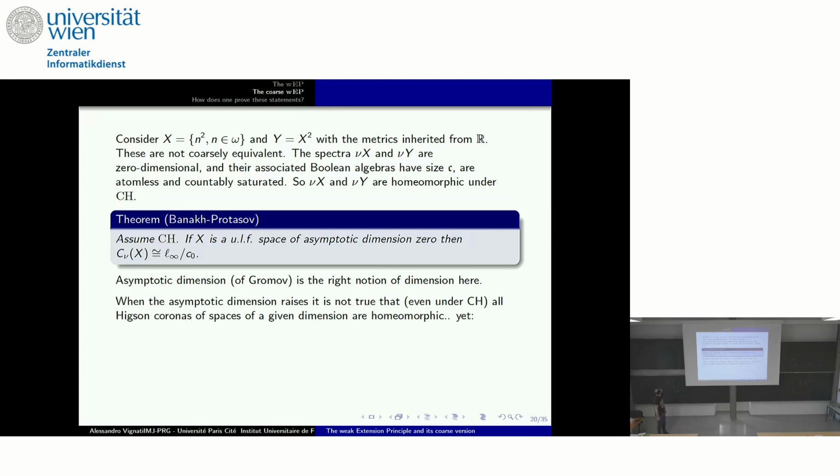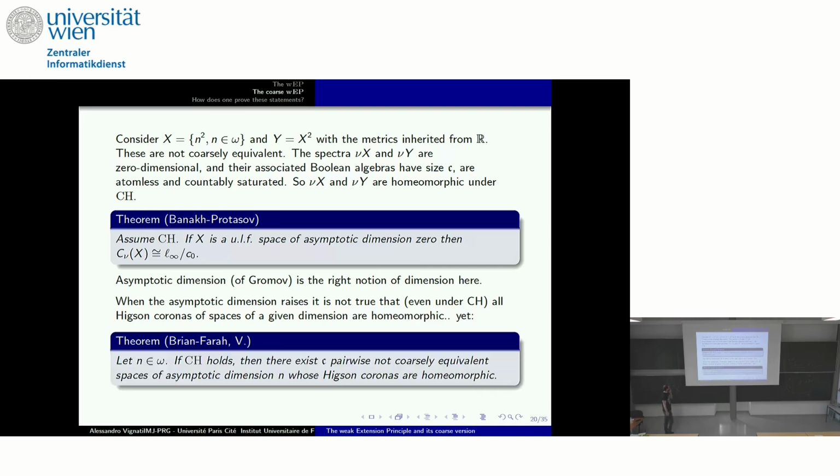But when I raise the asymptotic dimension, it's not true that Higson coronas of spaces of a given dimension, so you fix dimension 5, it's not true that even under CH, they are all homeomorphic. But it was proved by Will Brian and Ilijas for n equals 1, and then I extended it to n equals n. That under CH there are C pairwise non-similar spaces essentially that give you the same coronas. Okay, so you can push Banach-Protasov as much as you want. So you can find a lot of spaces which don't look the same, but the coronas are homeomorphic.